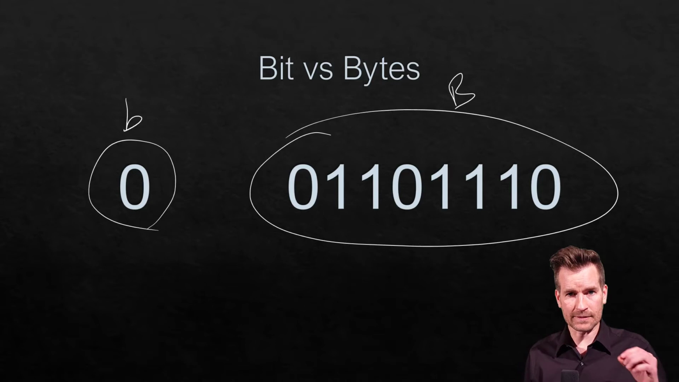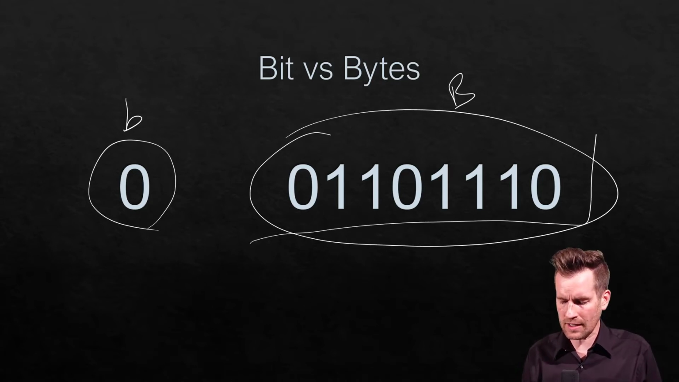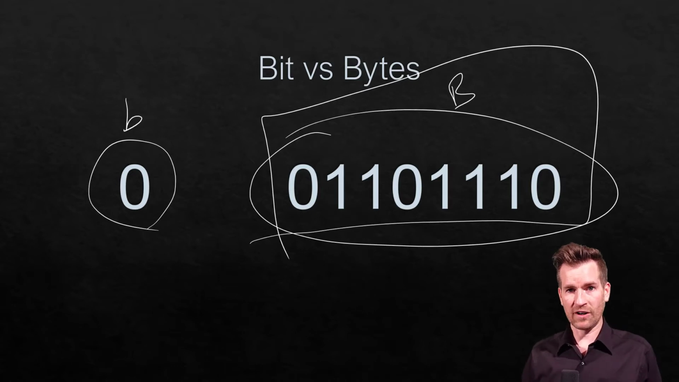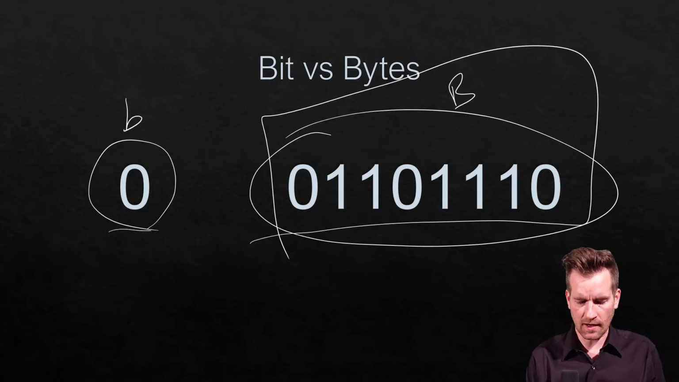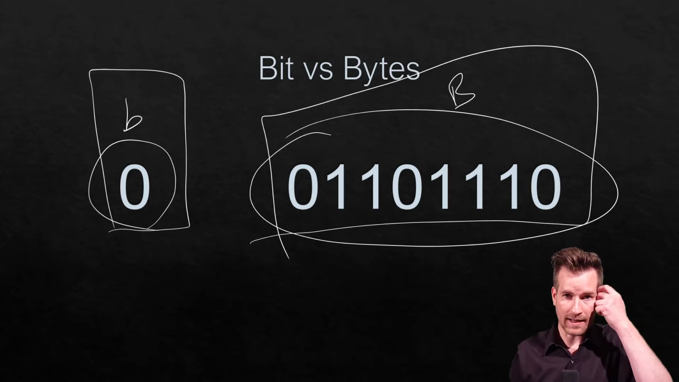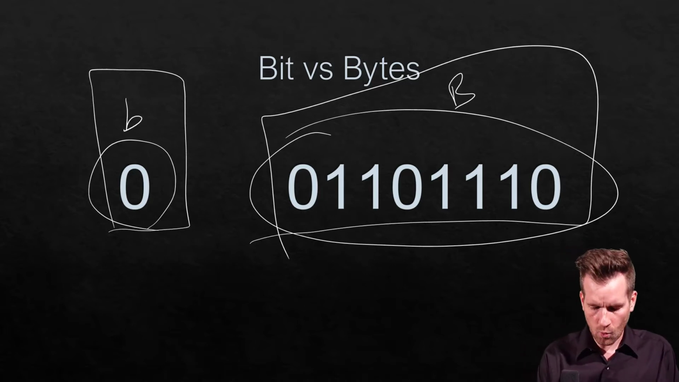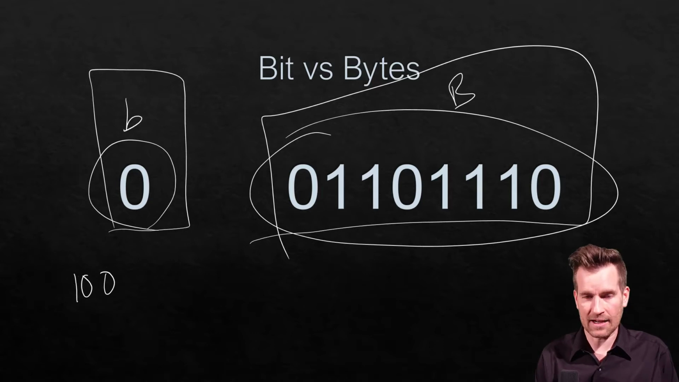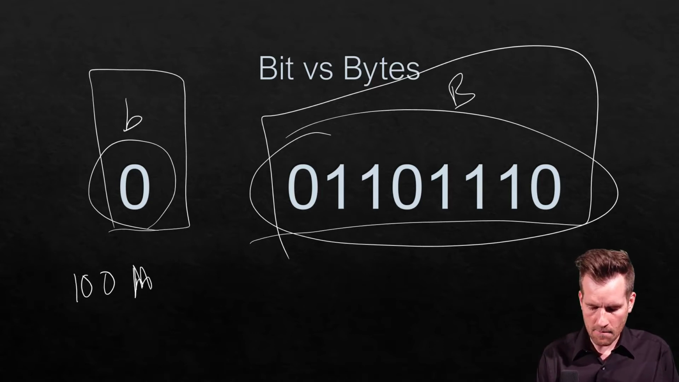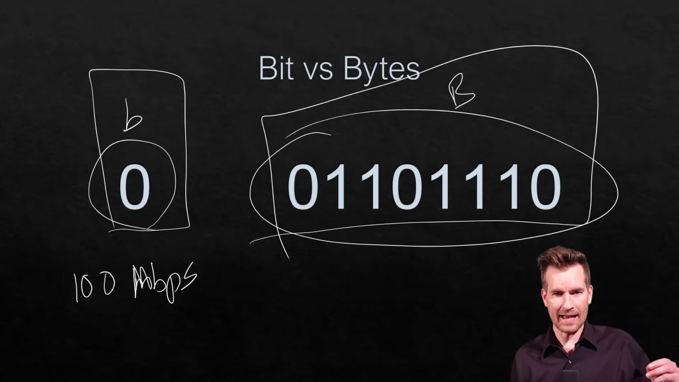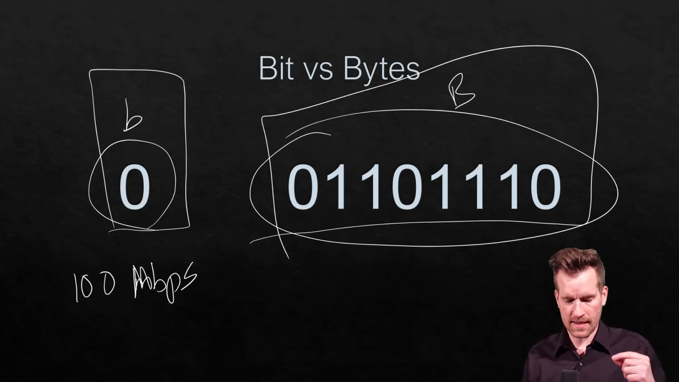So the misconception that I want to clear up is that storage is usually measured in bytes versus speeds of connection are usually measured in bits. Let me give you an example of that. If you have a connection, we measure that. Maybe you have a connection to the internet that's 100 megabits per second. So that's capital M, lowercase bps.